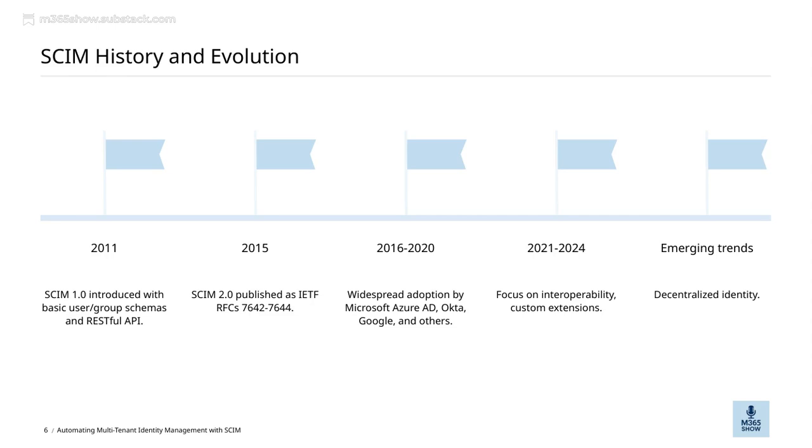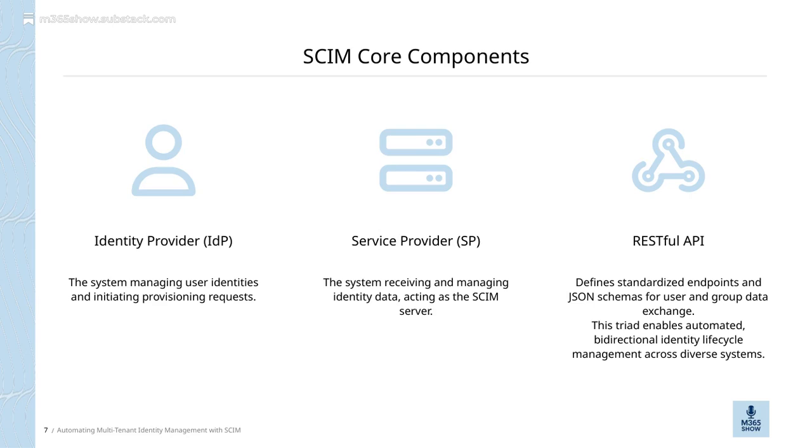Now, let's look at how SCIM helps automate multi-tenant identity management by focusing on its core components. First, it defines standardized endpoints and JSON schemas for exchanging user and group data. This standardization is crucial because it ensures that different systems can communicate seamlessly without custom integrations. Next, this setup enables an automated, bidirectional flow of identity information, making the management process much more efficient across diverse systems. On the slide, you'll see the API, which serves as the backbone of this communication.